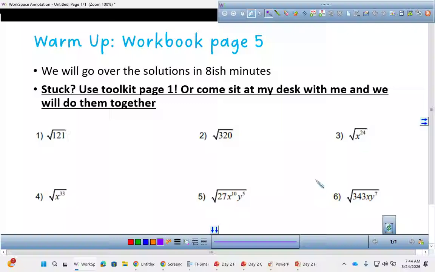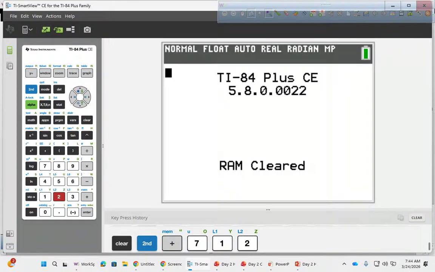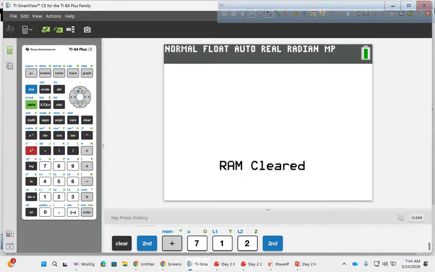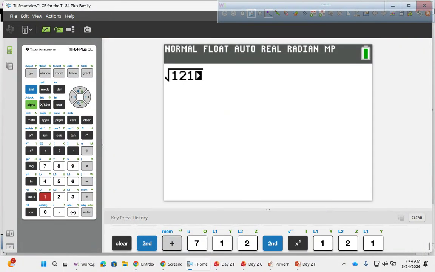Right, so 121, that's a coefficient. It's a regular number, right? So we're going to first start by checking it in the home screen of the calculator. So second, x squared, 121. If you get a whole number, then that whole number is your answer. You are done. So the answer is 11.